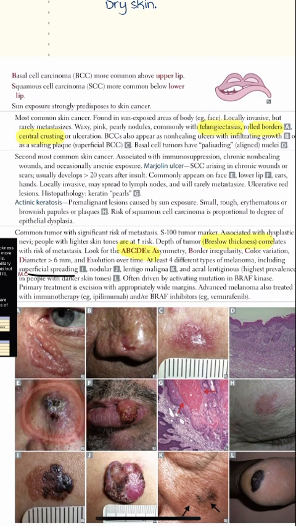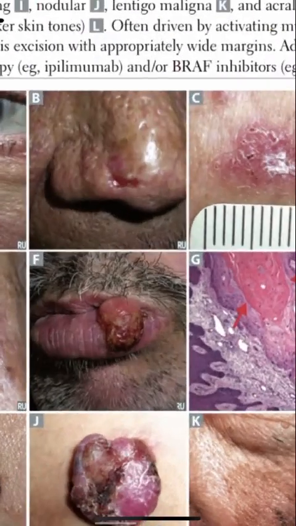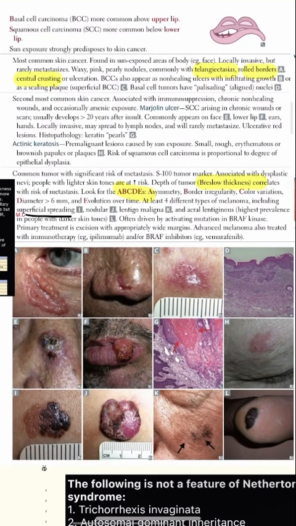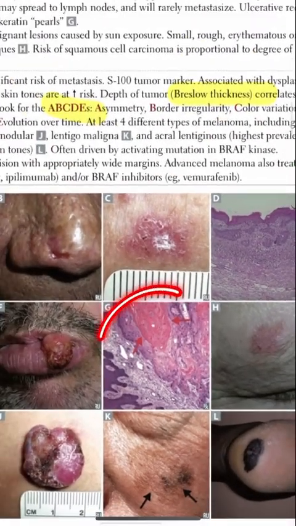This is squamous cell carcinoma. Lower lip, ears, and hands. Locally invasive, it may spread to lymph nodes and will rarely metastasize. Ulcerative red lesions are seen, and in histopathology, keratin pearls are seen.